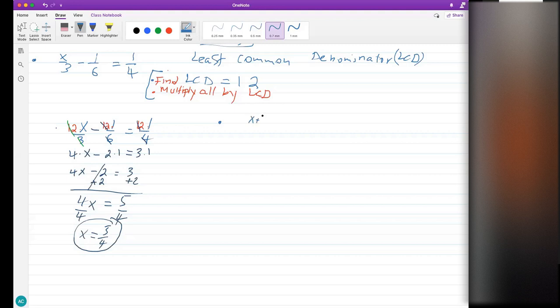So let's say that x plus 1 over 3 plus maybe 1/5, and on the other side, possibly 2x minus 3 over maybe another 5 here.